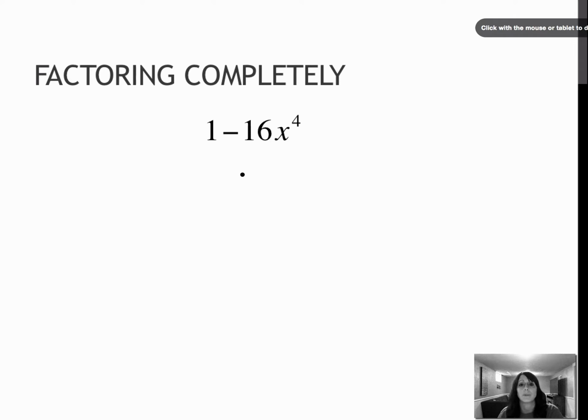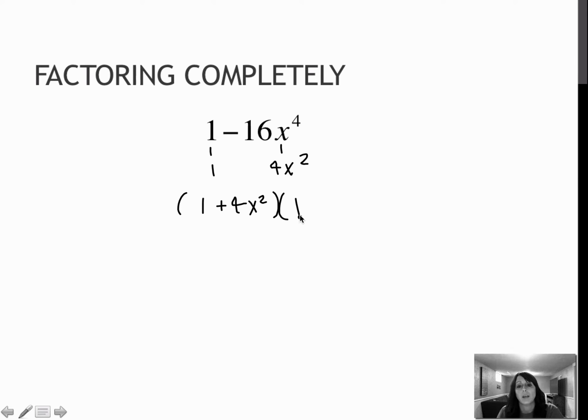On my next example, I have 2 terms and they're being subtracted. It's not a cube, but it could be a difference of squares pattern. So even though this is the 4th, the question is, can I take the square root? So the square root of 1 is 1, and the square root of 16x to the 4th is 4x squared. So this does fit the pattern because it's being subtracted and they're both perfect squares. So now I'm going to write it as 1 plus 4x squared and 1 minus 4x squared.